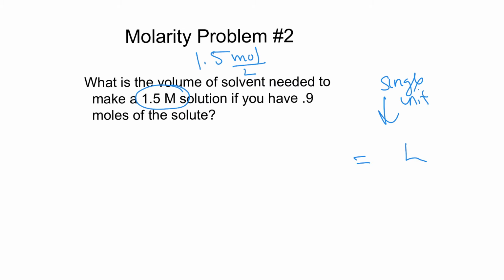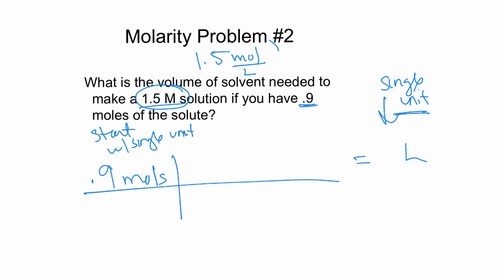So I hope your teacher has taught you, if you want a single unit answer, you have to start with a single unit. Which one of these is a single unit? Not that one. It's going to be this 0.9 moles. So I'm going to start with 0.9 moles. Now I'm going to use my double unit here, my factor labeling or dimensional analysis tools. If I flip that molarity, which I'm allowed to do, so that the moles is on the bottom, now my moles cancel and I have liters.